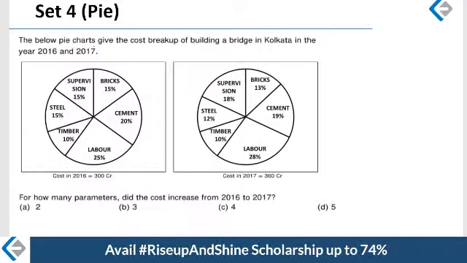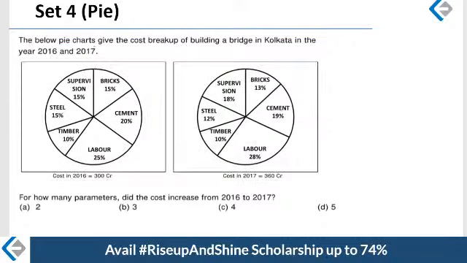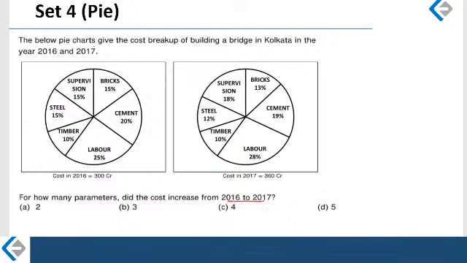For how many parameters? Of course, bricks is a parameter, cement is a parameter, all this is a parameter, as I explained. So therefore, how many parameters does the cost increase from 2016 to 17? Now he's not saying that the cost should increase by 20%. Cost should be increased here.